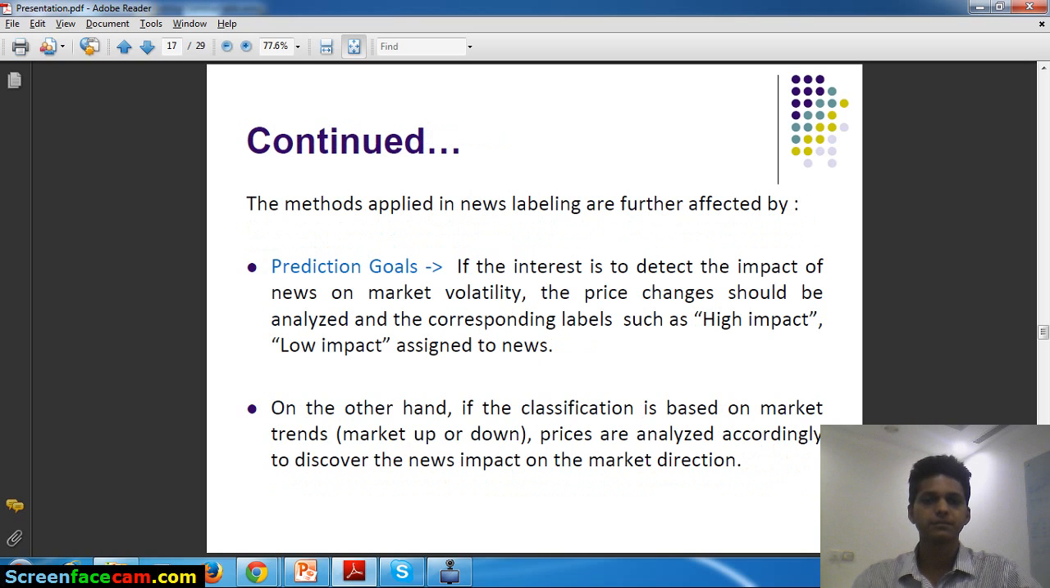Moving on, these methods applied in news labeling are further affected by the prediction goals. So how do we actually get affected? We first need to consider why exactly we are predicting. If the interest is to detect the impact of news on market volatility, the price changes should be analyzed and the corresponding labels such as high impact and low impact assigned to the news. On the other hand, if the classification is just based on market trends, in the sense of whether the market is going up or going down, prices are analyzed accordingly to discover the news impact on the direction.